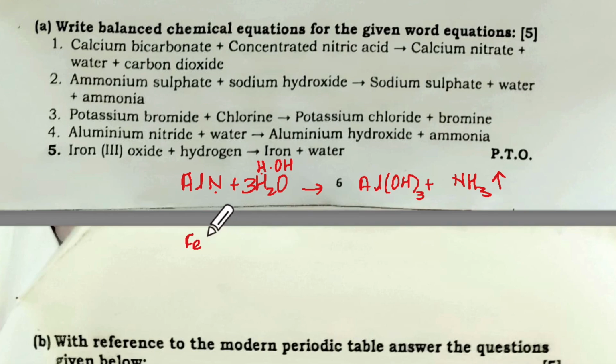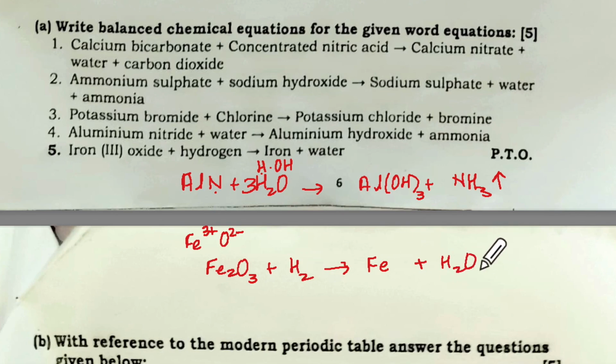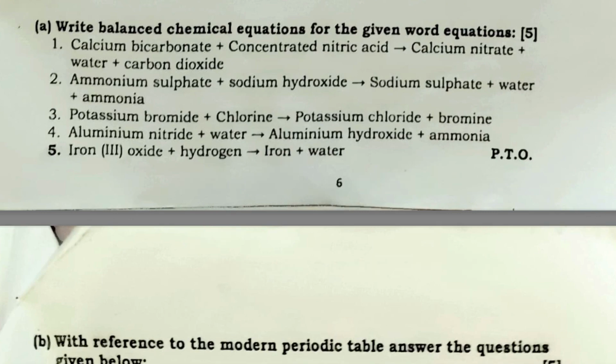And we come to the last one. Iron 3 oxide is what? What is the formula for this? Fe2O3. So Fe2O3 plus H2. They are going to say it's going to be iron and H2O. So if there are 3 O's here, I'll have 3 H2O, correct? So O gets balanced, and 3 H2O and here 2 Fe. Did you get it right? Did you get full 5 marks here?